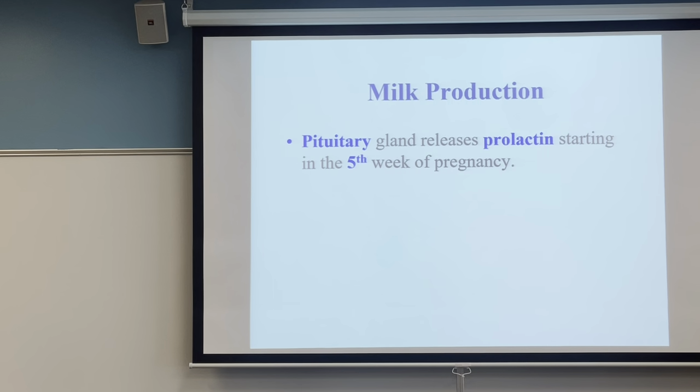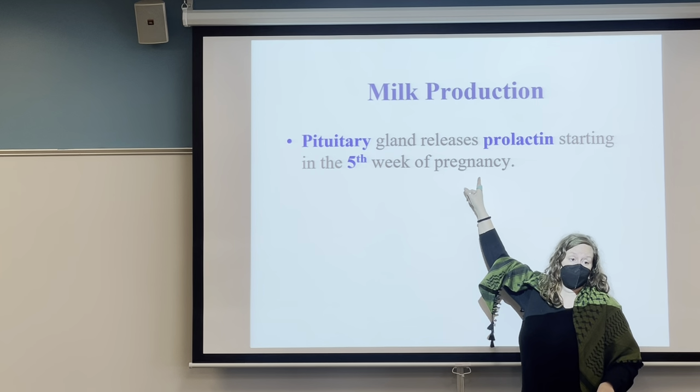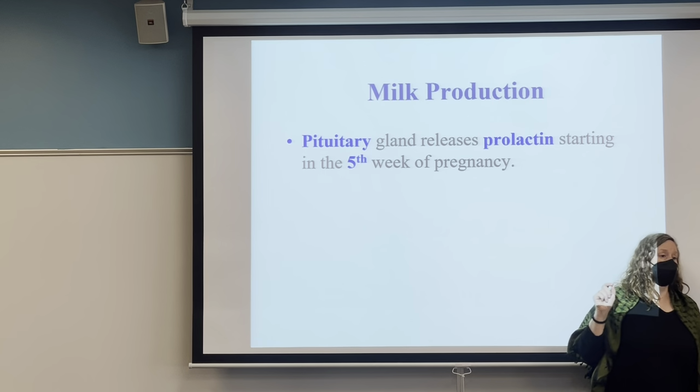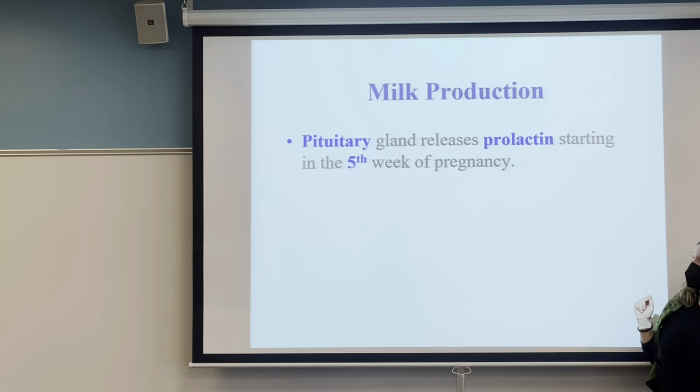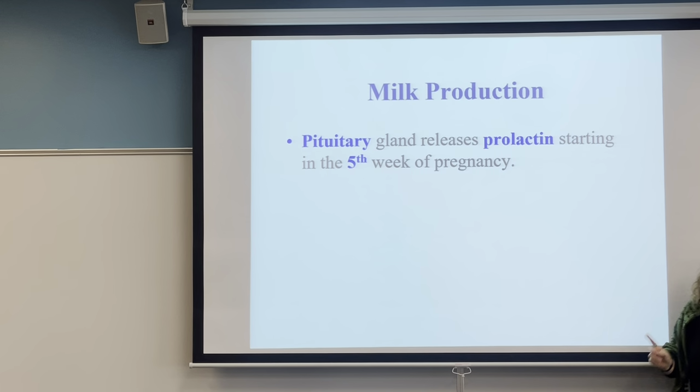Let's talk lastly about milk production. The pituitary gland is stimulated by the hypothalamus to release prolactin starting at the fifth week of pregnancy. So again, before a woman even might realize she's pregnant, this is going to make the breasts tender, start to hurt a little bit. So if they're not focused on their menstrual cycle, and then suddenly 5 weeks goes by and they haven't thought about it, and this happens, or oh yeah, I haven't had my menstrual cycle in a while.